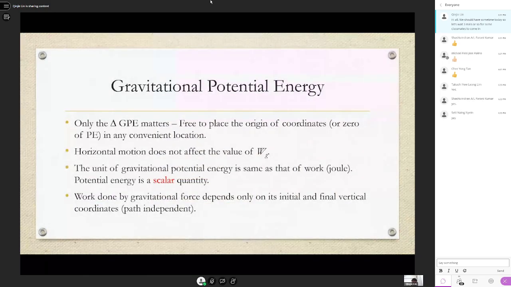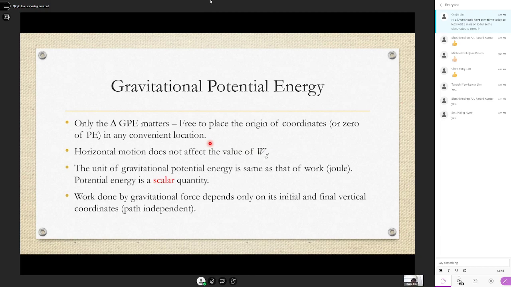Some characteristics of gravitational PE. Only the change matters. So this means that we can place the origin of coordinates in any convenient location because only the change matters. Usually we will place the coordinate at where the bottom point is. Let's say you move the object from here to here. Usually we will treat the bottom point as 0, so it's easier. Let's say this is 1 meter, this is 0. You know that it's 1 meter already.